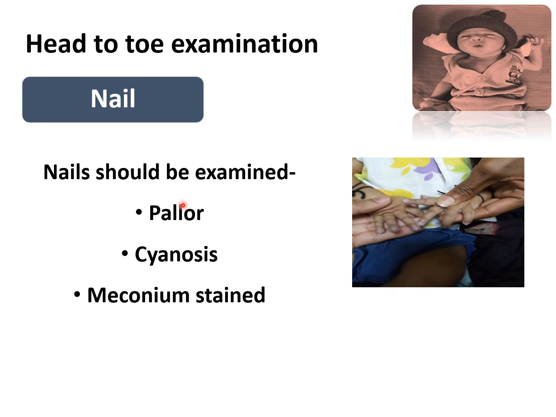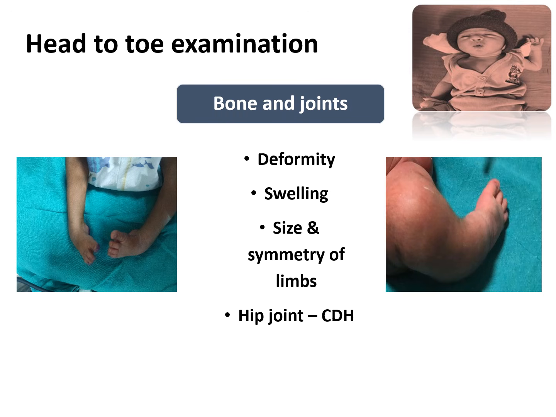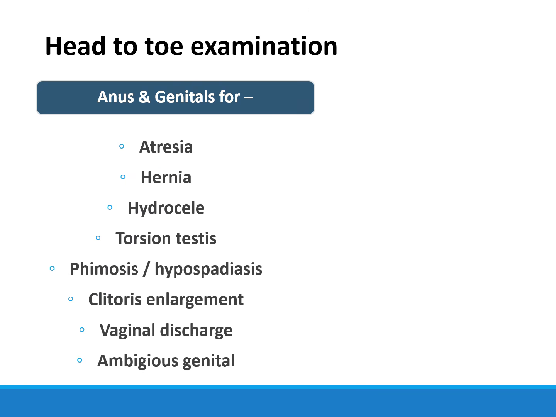Then nails should be examined. Is it normal or having any discoloration, paleness, cyanosis or meconium stain? Here you can see these are cyanosed. Then bones and joints should be examined. Normal or any deformity. Here you can see club foot is present. Then any swelling, symmetry, and the hip joint should be examined for DDH. Then lastly, anus and genitals should be examined. Normal or any abnormality is there.